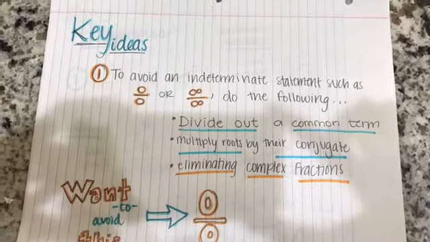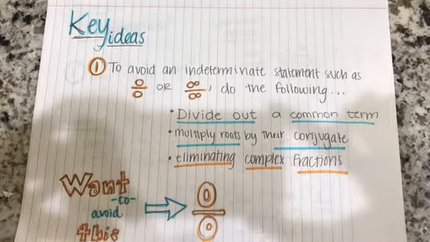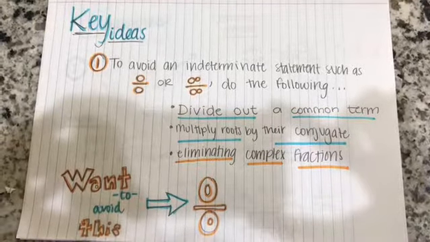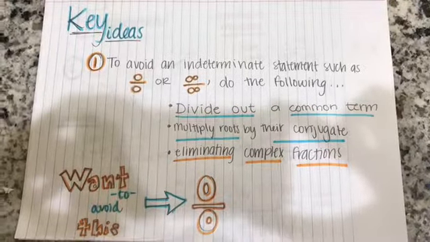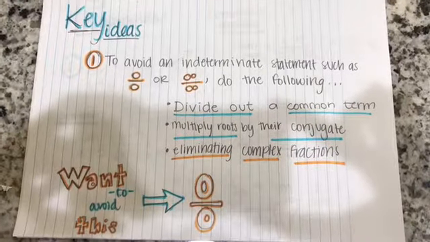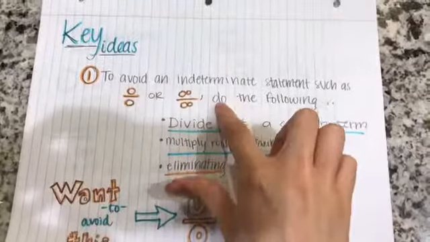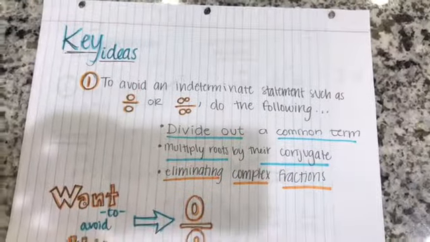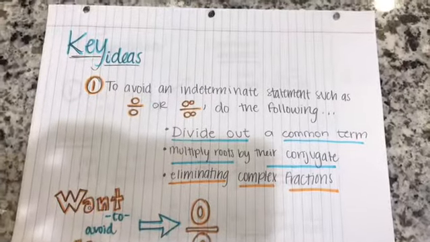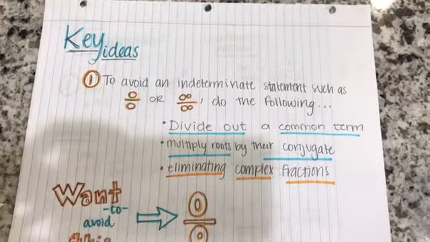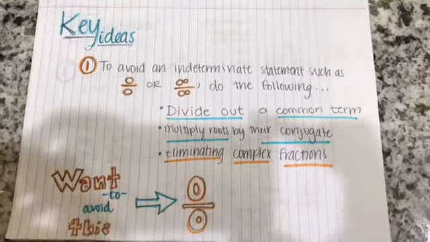So like I said before, the main reason that we algebraically manipulate functions when we are evaluating their limit is when we get statements such as 0 over 0, we really want to avoid that. We want to avoid an indeterminate statement. So we algebraically manipulate. How do we do that though? How do we algebraically manipulate a function so that we avoid these indeterminate statements when we're evaluating their limits?